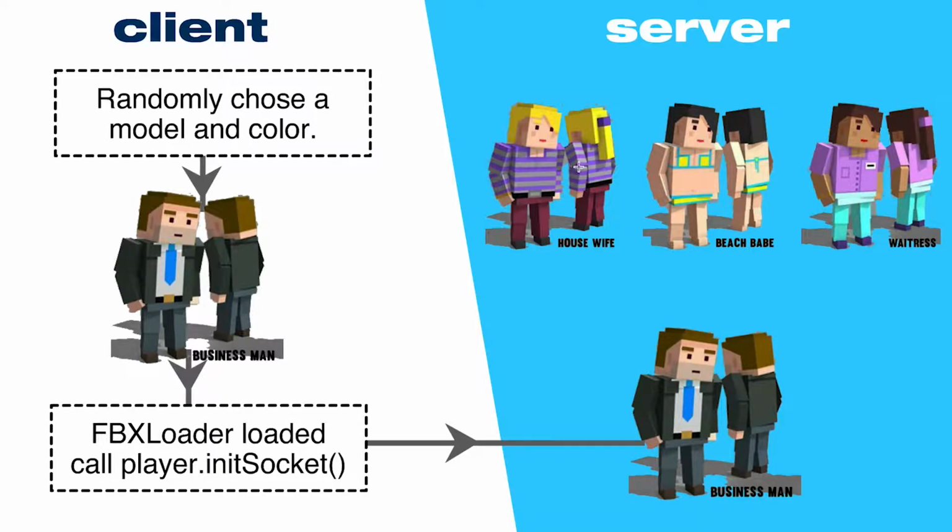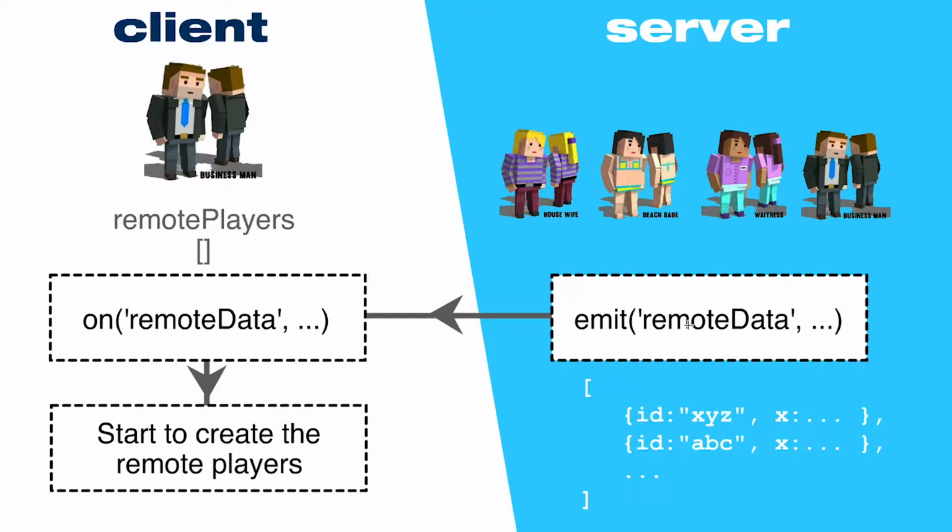At this stage on the server, there are 3 other instances of sockets. There's one that's going to be a housewife, one that's going to be a beach babe, one's going to be a waitress. So we need to get that information back to our client. We do that by the setInterval method, where we emit the remote data. The remote data is simply an array that contains the ID of each of our sockets. Remember, we passed that ID from the server to the client.